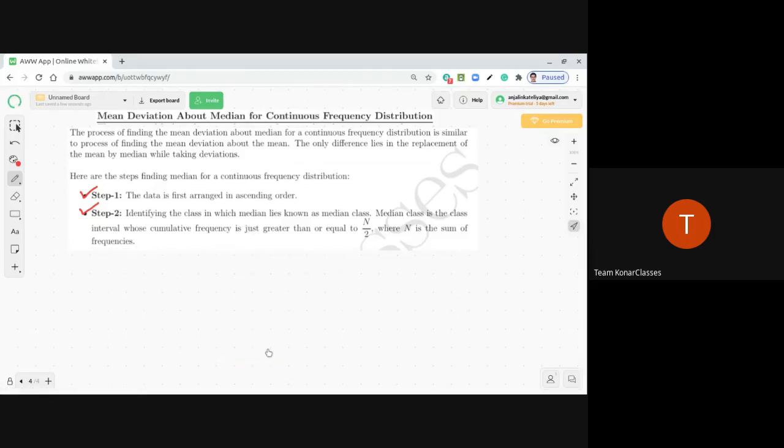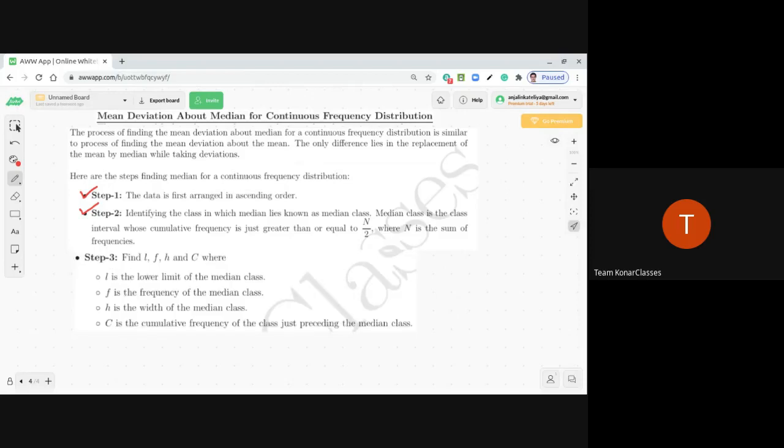So we need to find the value of L, F, H, and C. What is L? L is the lower limit of the median class. Very simple to find. The moment we know the median class, you need to find the lower limit of that median class. Then F is the frequency of the median class. H is the width of the median class. And capital C is the cumulative frequency of the class just preceding the median class.